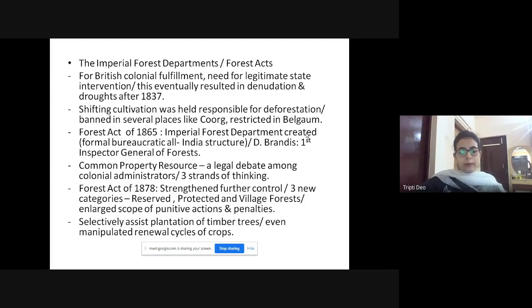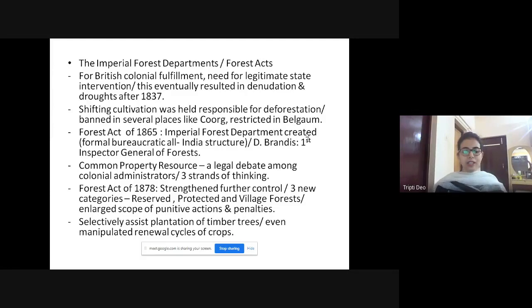The third is the village forest. Now, village forest in this was hardly exercised, and therefore the Forest Act of 1878 enlarged the punitive actions and penalties. So if one would not abide by the rules and laws made as per the forest officials and acts, strict punitive actions and penalties would have to be paid by the local people there.